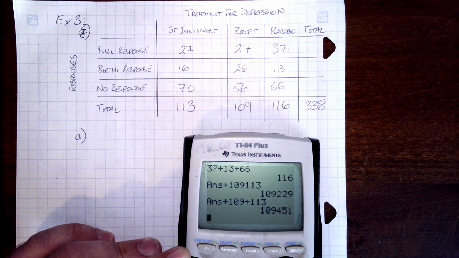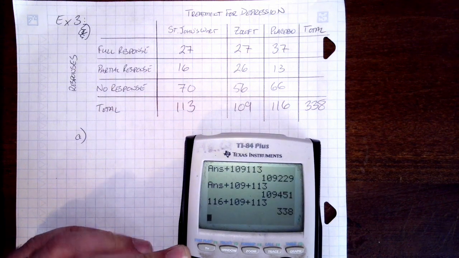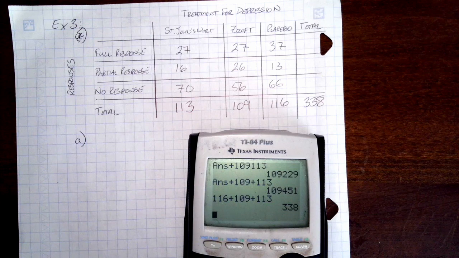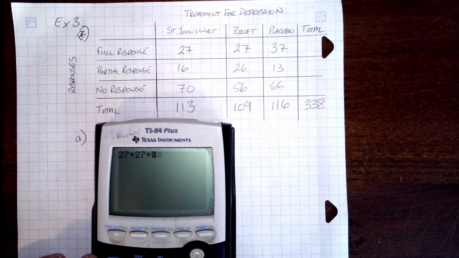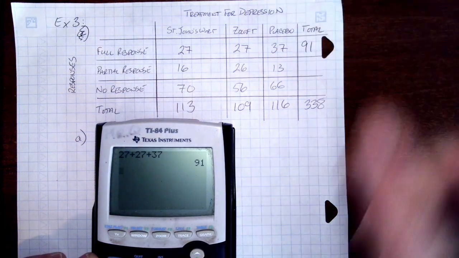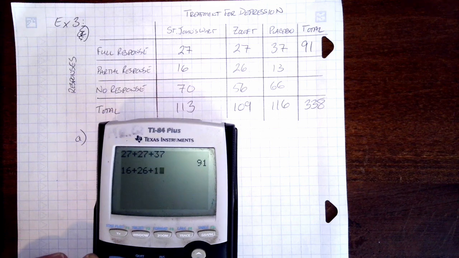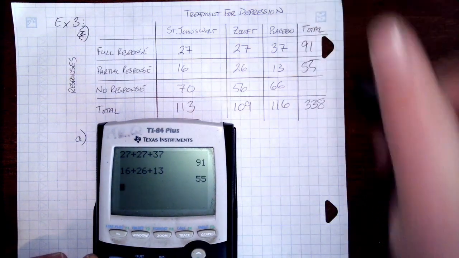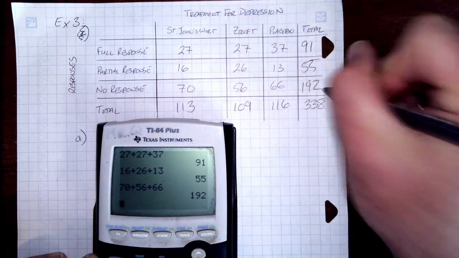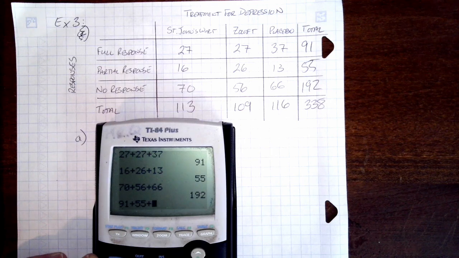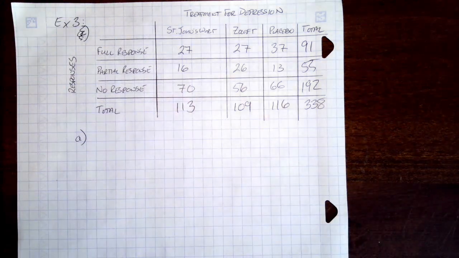Let's try that again. Let's delete that and insert the 116 that I was supposed to start with. And yes, that is actually the 338 that I was looking for. All right, so for people who got full response, 27 and 27 and 37, total of 91. 16 and 26 and 13 for partial response was 55 people. 70 plus 56 plus 66 is a total of 192 people. 91 plus 55 plus 192 is 338. So we're looking good there.